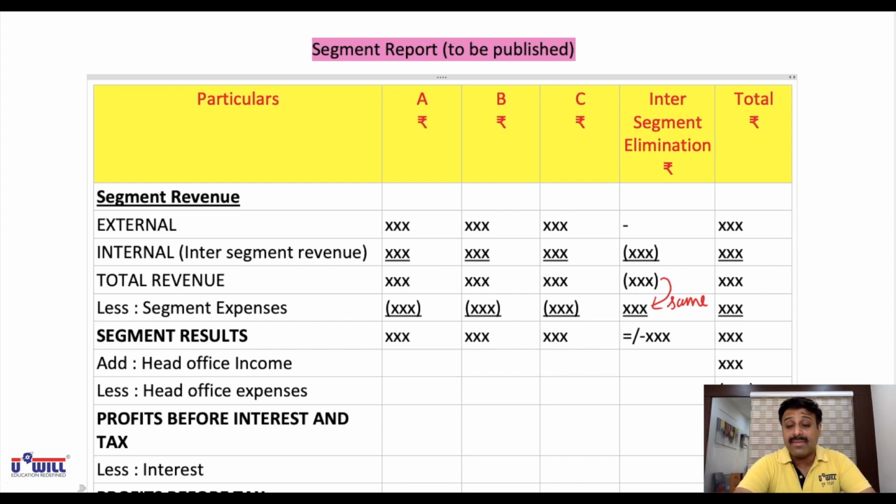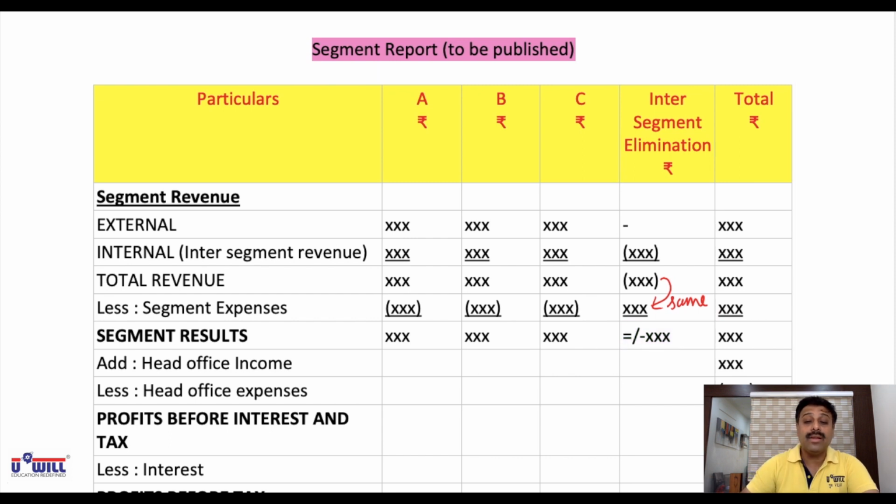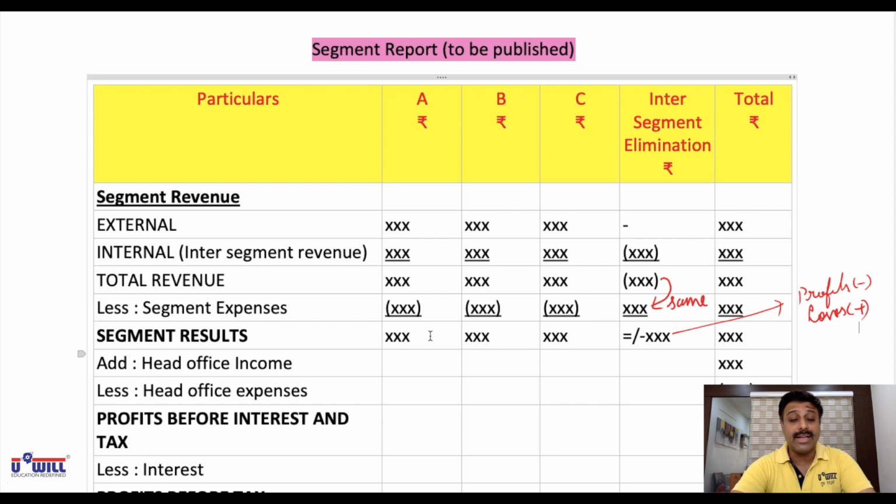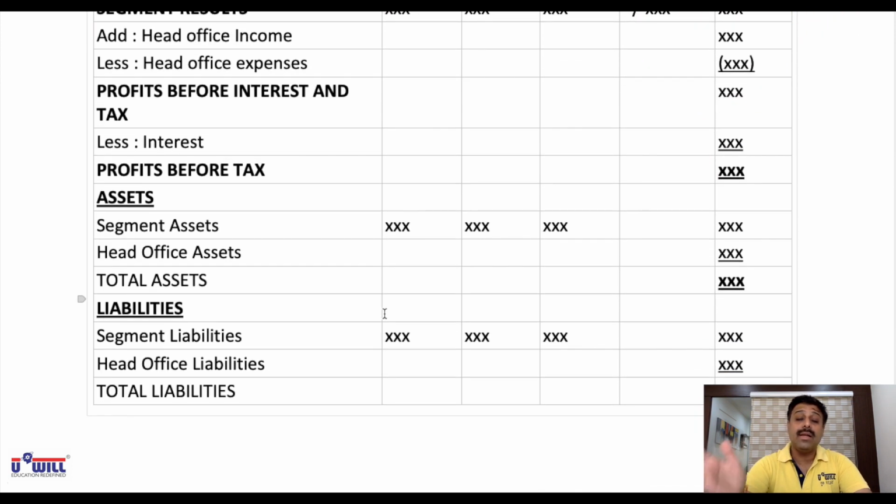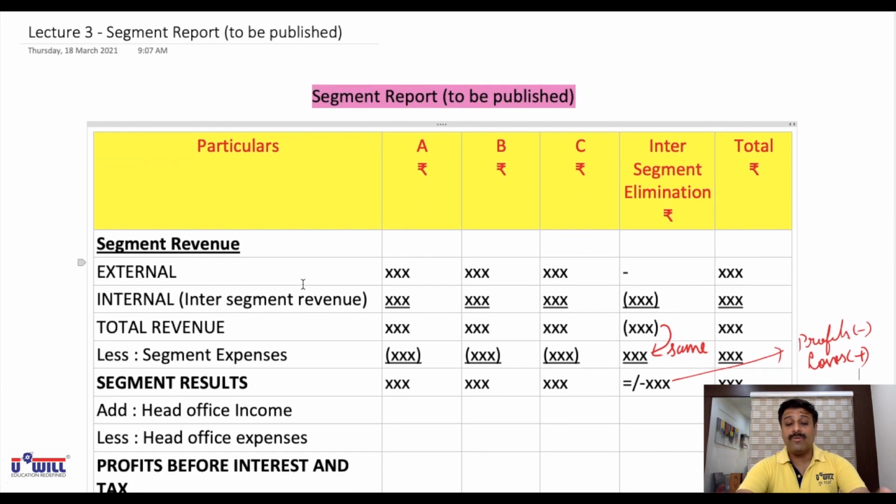So here it can be plus or minus, as I have shown you. If there are inter-segment profits, we will minus them. If there are inter-segment losses, we will add them. It's already explained with the help of an example. Further, you'll add head office income, minus head office expenses, you get profit before interest and tax, minus interest, you get profit before tax. Then you show the assets: segment assets, head office assets, total assets. Then the liabilities: segment liabilities, head office liabilities, and total liabilities. So if you all have written this, we will take up the practical questions based on the same.